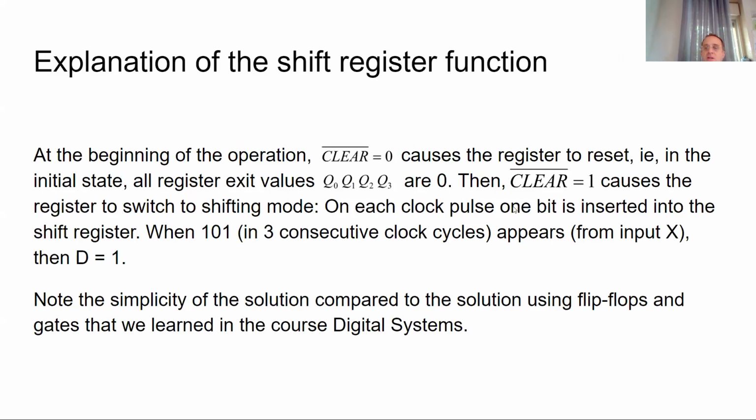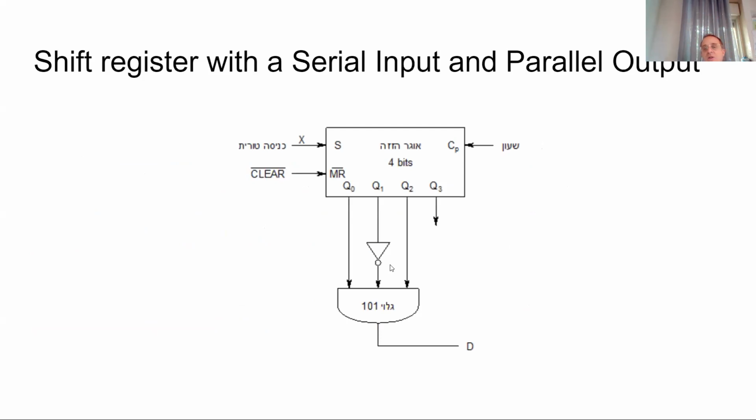On each clock pulse, 1 bit is inserted into the shift register. When 101, 3 consecutive clock cycles, appears from the input X, then D becomes 1. Note the simplicity of the solution compared with the solution using flip-flops and gates that we learned in the digital systems course. Well, it's simple because we just imagine that we have this shift register.